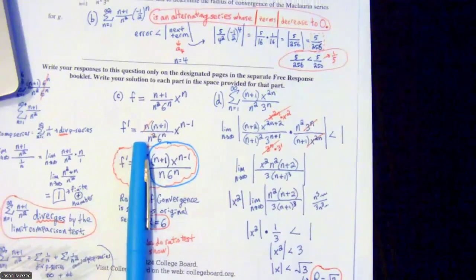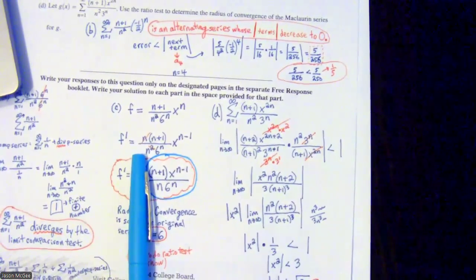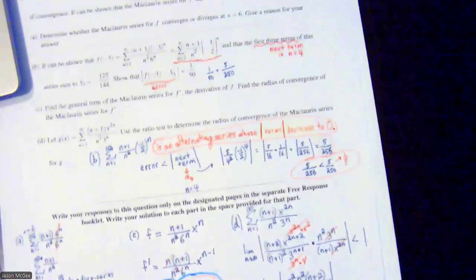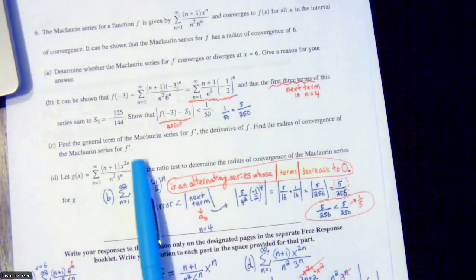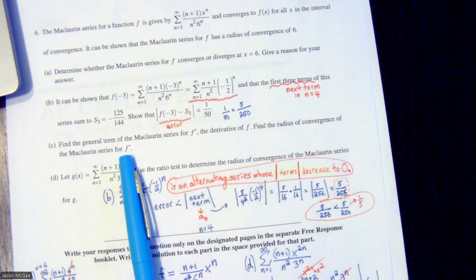I don't need to have that summation notation. This is the general term for that first derivative. So that's the first thing that they want us to ask for. So I definitely like letter C a lot better. But then it also said find the radius of convergence for the F prime.